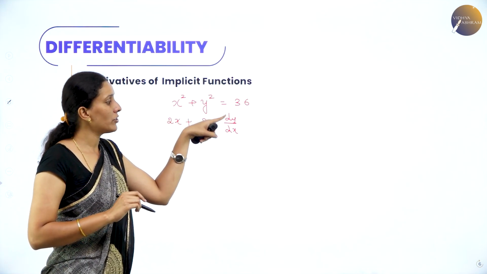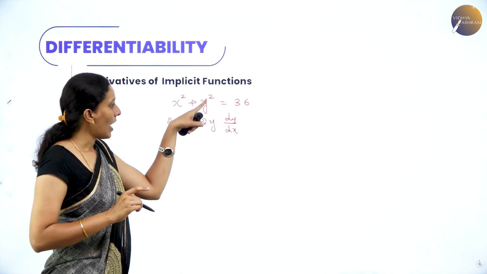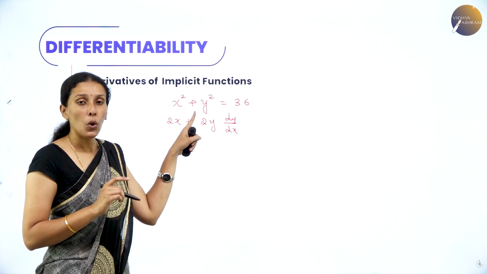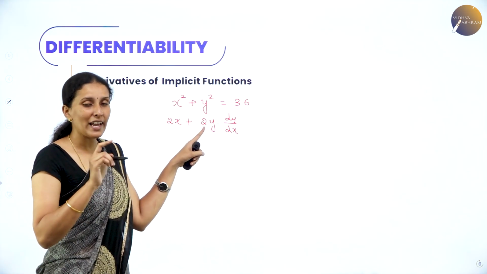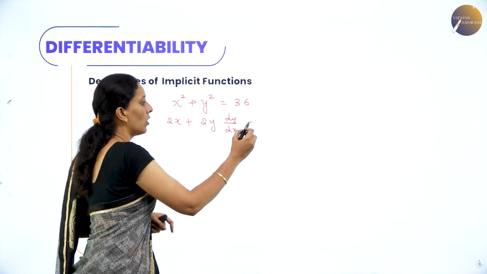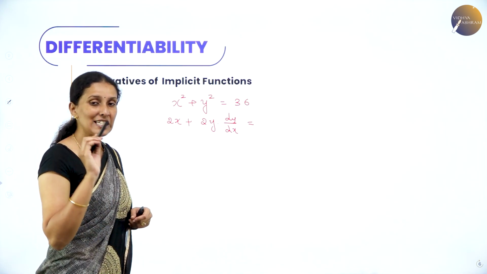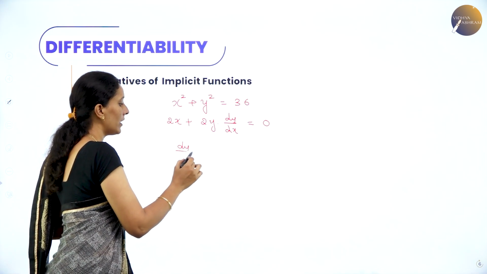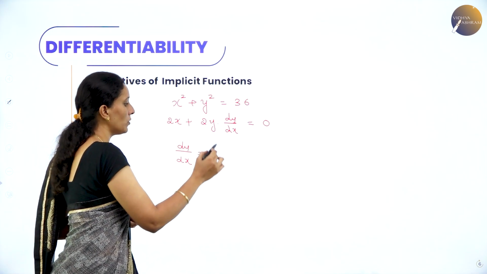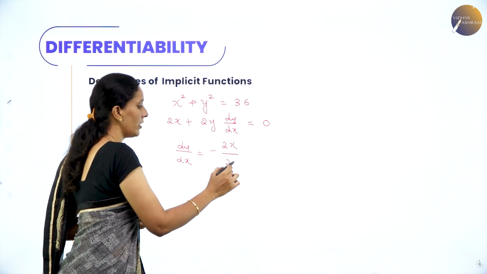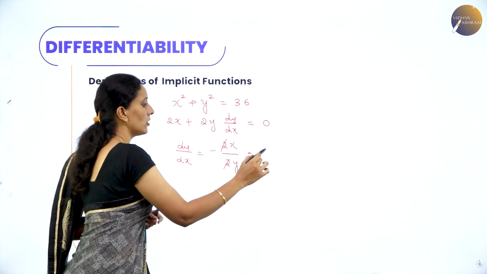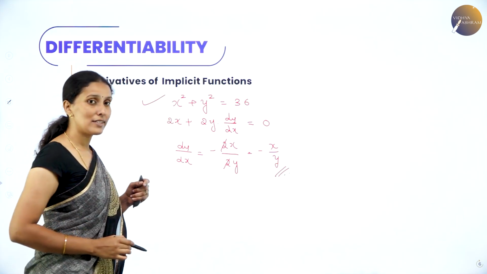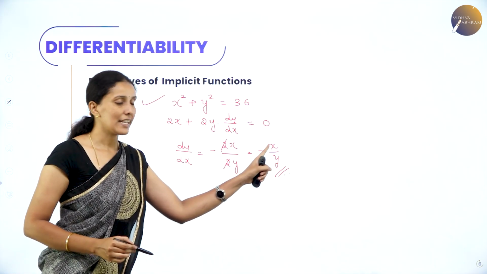But here y is differentiating with respect to x. Therefore after writing the derivative of a particular function, you have to write dy by dx whenever the function contains y as a variable. And here, what is the derivative of 36? Since it is a constant, the value is 0. Now we write dy by dx is equal to minus 2x divided by 2y. So 2 gets cancelled. So therefore the value is minus x by y. So what is the derivative of this implicit function? It is minus x by y.